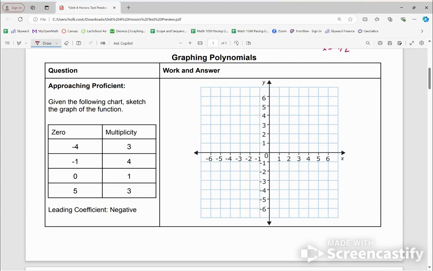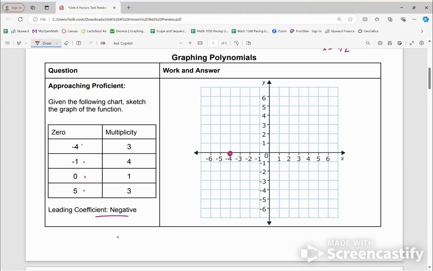Alright, in this video we're going to talk about graphing polynomials and also writing the functions for polynomials. So, on our first question, the graphing polynomials section, we have a zero multiplicity chart and we are told that the leading coefficient is going to be negative and we need to sketch a graph. So, the first thing I want to do is go and plot all my zeros. So we have -4, -1, 0, and 5.